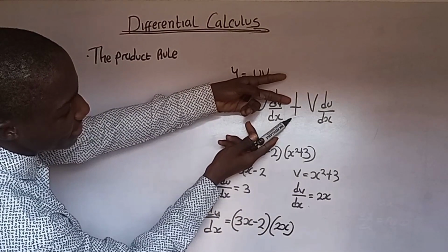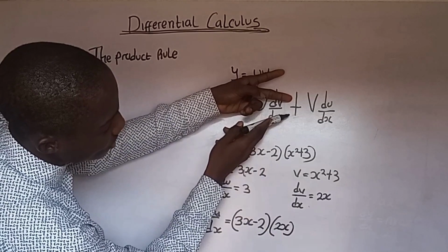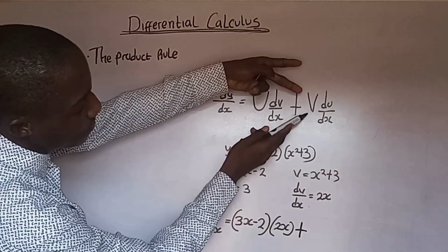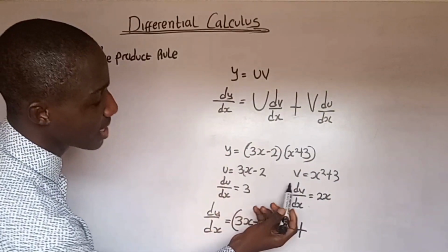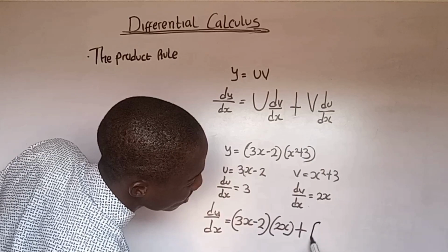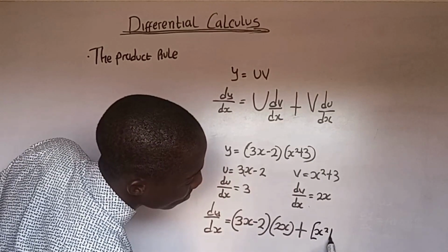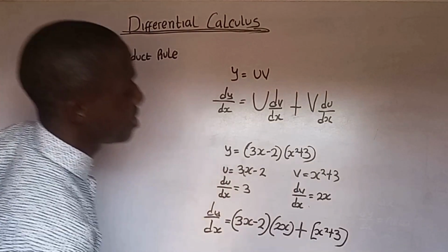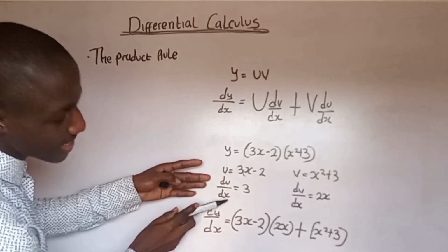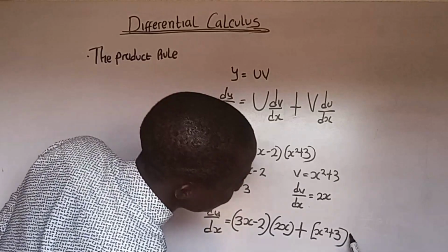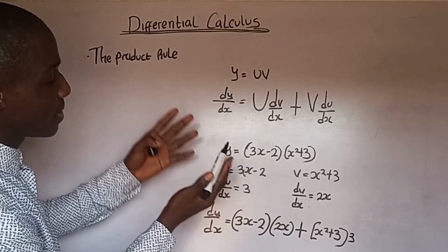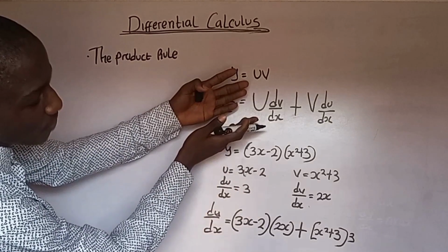Then look at the sign. This addition sign will come down here, so I'm going to have plus. I have v again, so I will go to the parameters that I have. v is x squared plus 3, so I'm going to have x squared plus 3 multiplied by du over dx. The du over dx is 3. So now I have substituted all the parameters that I have into this formula.